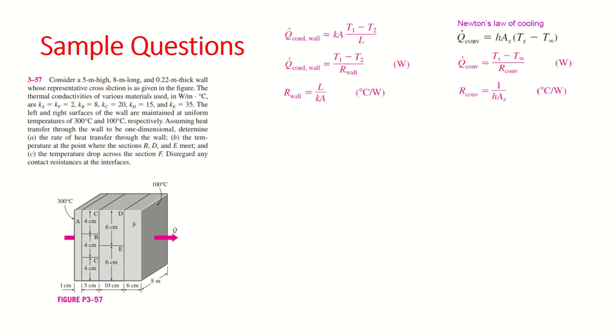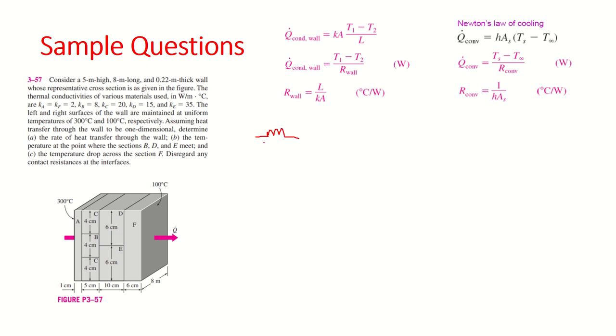So let's start with the first question. Consider a 5 meter high, 8 meter long, and 0.2 meter thick wall whose respective cross section is given as shown in the figure. The thermal conductivities of the various materials used are given. We have A, B, C, D, E and F, so 6 materials of different types, and their thermal conductivities are given. So step 1 will be to develop the resistance network.